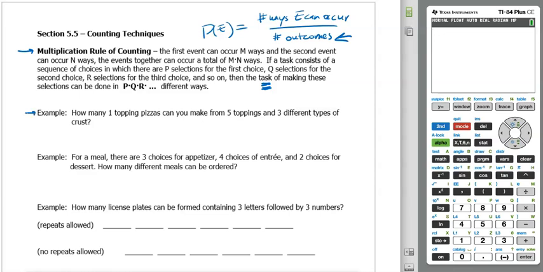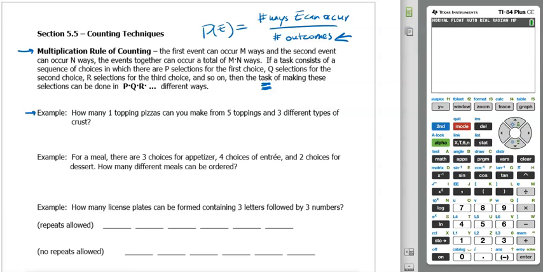And so I want to, by way of an example, think about what tasks means. Right here, this example, we're thinking about how many one-topping pizzas you can make from 5 toppings and 3 different types of crust. If we were thinking in terms of probability, you might ask: what's the probability that you choose a thin crust pepperoni pizza if you just randomly press buttons on this ordering pad? Well, we need to first figure out how many possible pizzas there are that you can make in general.